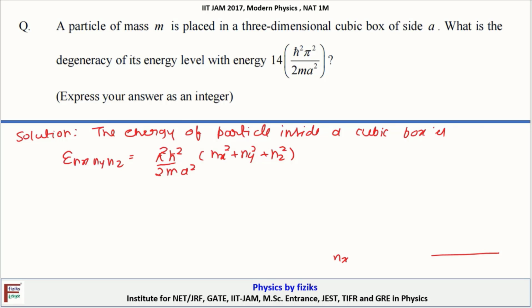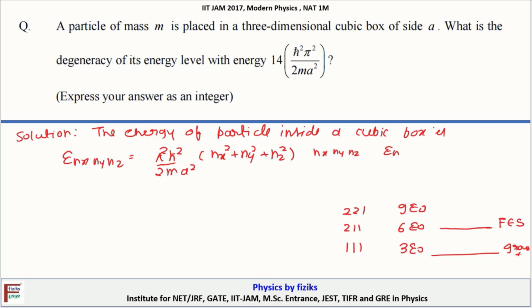For (nx, ny, nz) = 1, 1, 1 the energy is 3E0, that is the ground state. For 2, 1, 1 the energy is 6E0, that is the first excited state. For 2, 2, 1 the energy is 9E0, the second excited state.